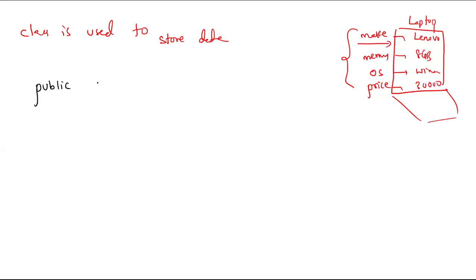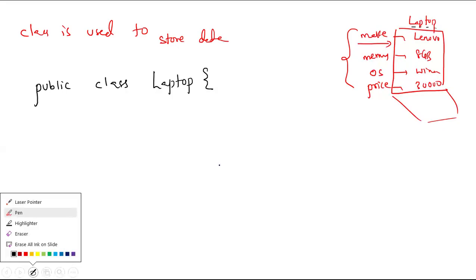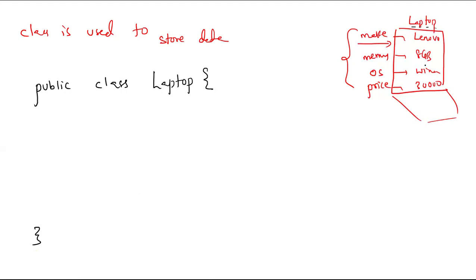Then followed by the class keyword. Then a class name. So I have some meaningful name for this. Since the data belongs to a laptop, I'll give the class name as Laptop. Then the class body starts with open and close curly braces. Then inside this class, what do we have to do? Store this data. Correct or not?